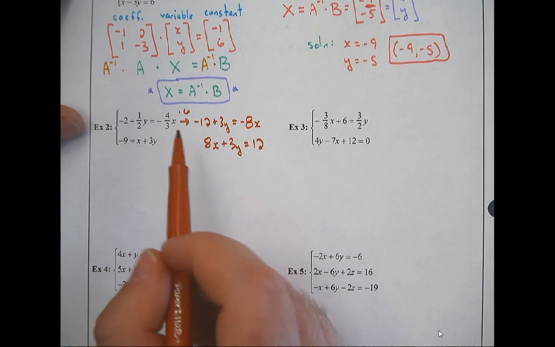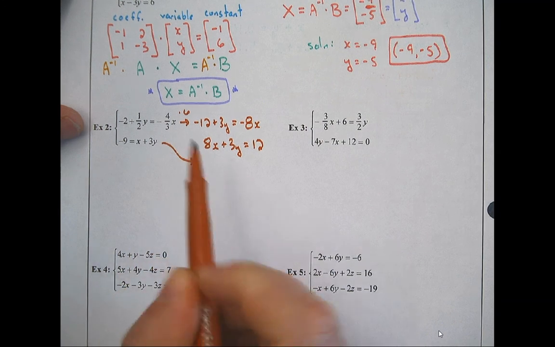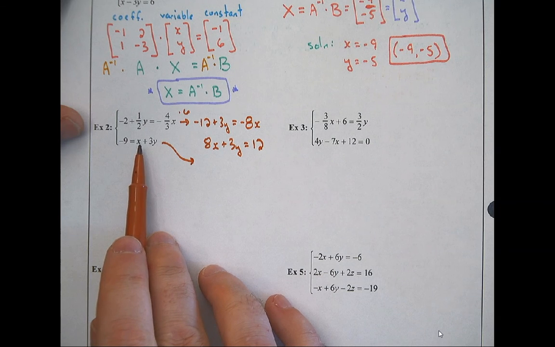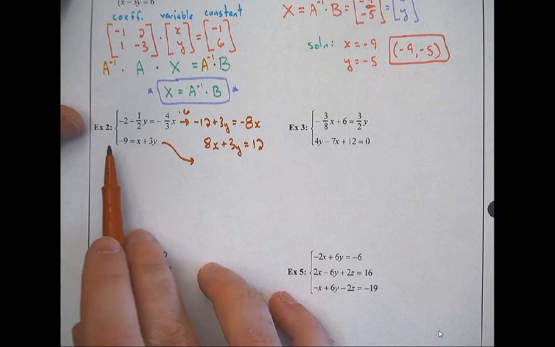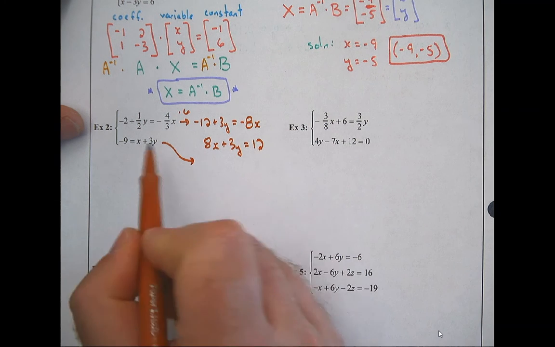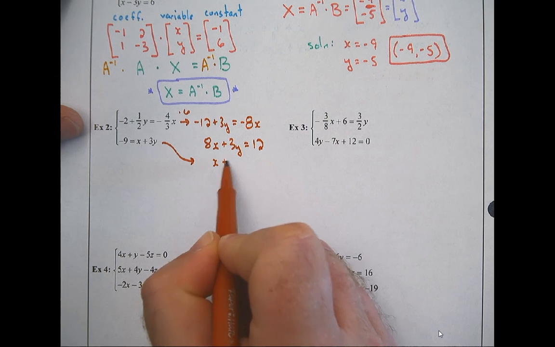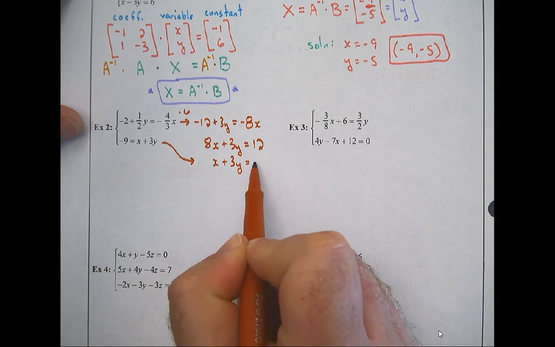Now I'm looking at the second equation. The second equation is also not in standard form, but it's much easier to manipulate. I'm just going to flip them. I'm not even going to worry about changing the signs at all. I'm just going to write this side on the left and this side on the right. So I've got x plus 3y equals negative 9.